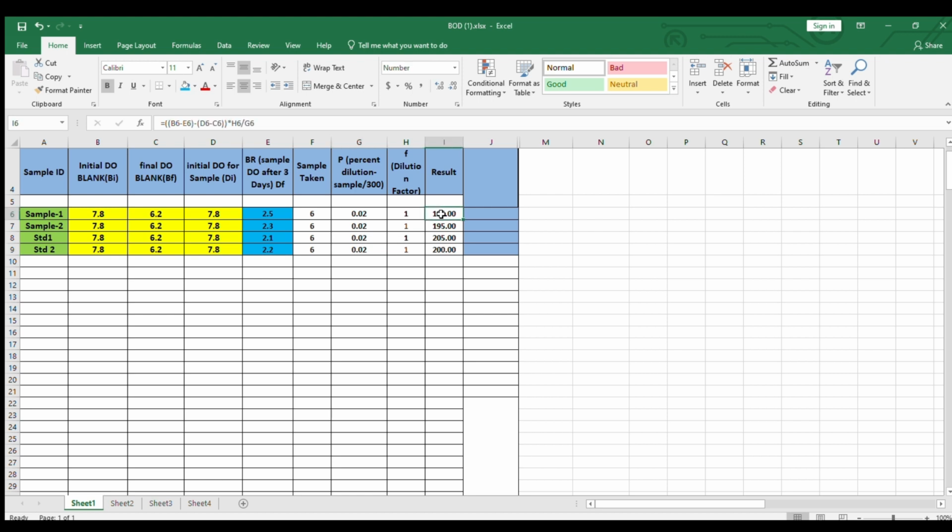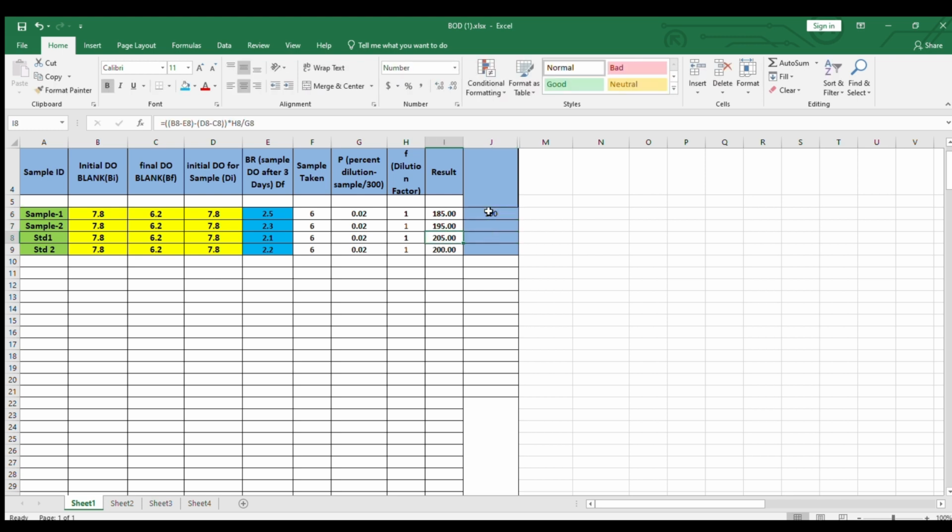When you put two or three, more than one bottle of the same sample, and the results are varied, you have to take the mean of all the results you have got. So for sample it will be 185 plus 195 divided by 2, so it will be 190 milligram per liter. So it will be our final result.